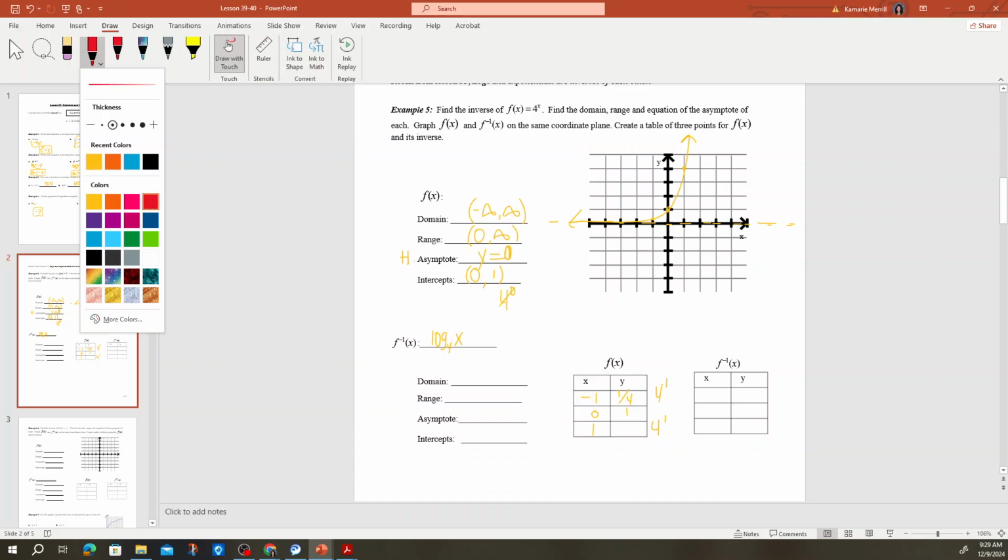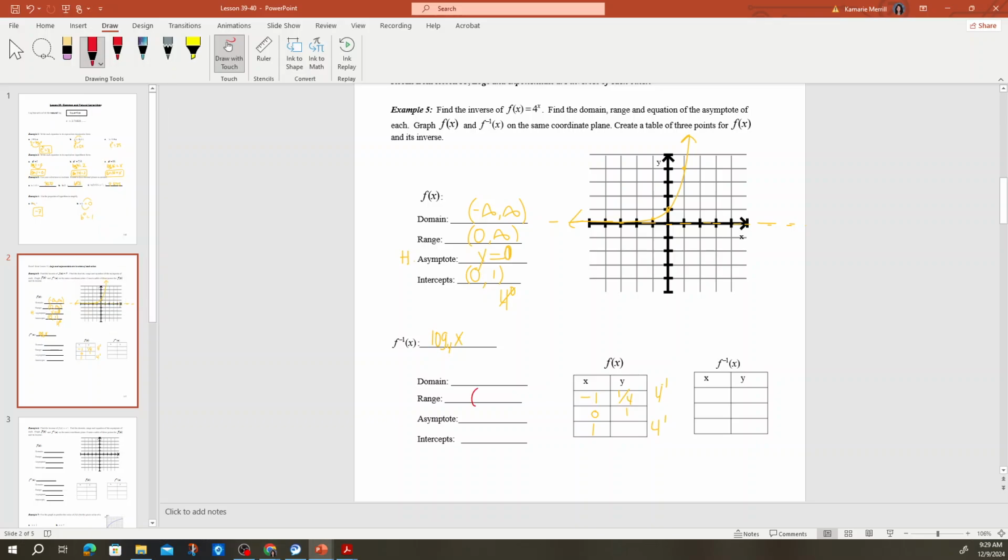What did we learn about everything? Like, what's going to be this one's domain if you were to look at f? It's going to be 0 to infinity. Everything about the x's and y's are swapped. This one's going to be 0 to infinity. So what's this one's range going to be? Or sorry, if you look up at this one's domain, what's this one's range going to be? All reals, right? Negative infinity to infinity.